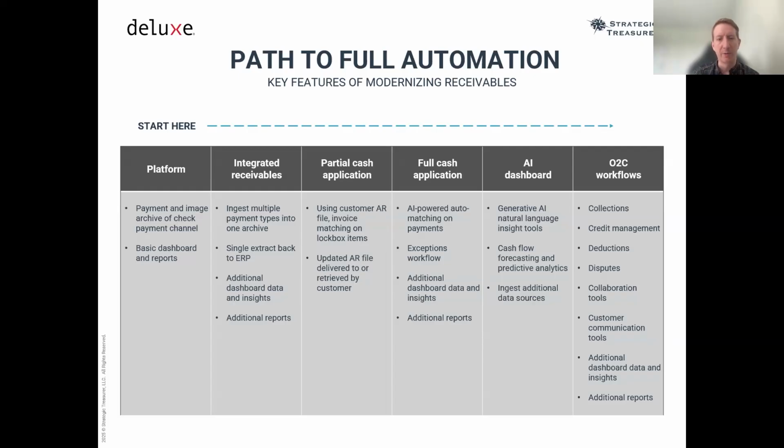And then above and beyond that, you get into the really fancy stuff like the AI dashboard. So again, using something like ChatGPT or a generative AI model where you can speak to it in natural language and ask it questions and it'll look at the data and provide you answers. It's a very powerful tool these days. And you can get to things like cash flow forecasting and predictive analysis. And then again, it can use additional data sources.